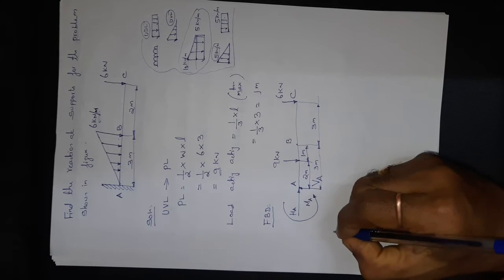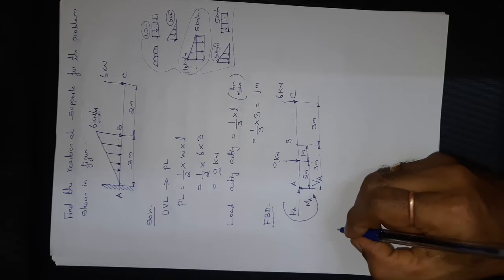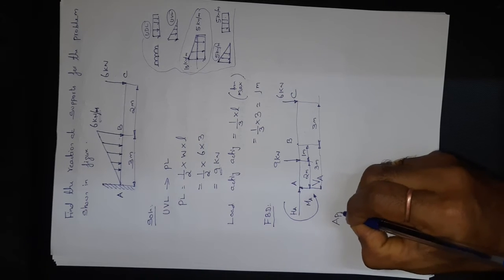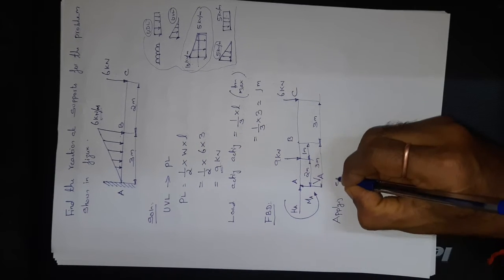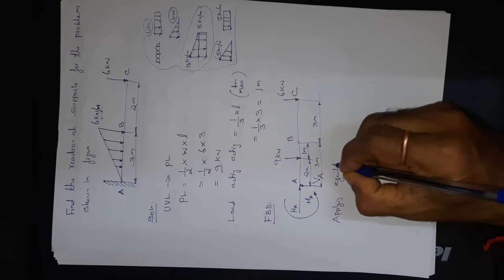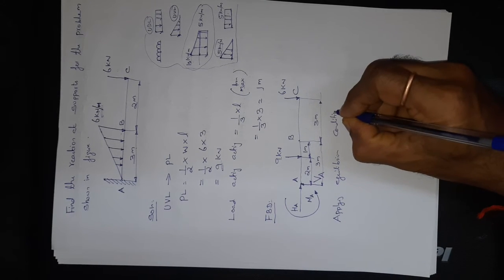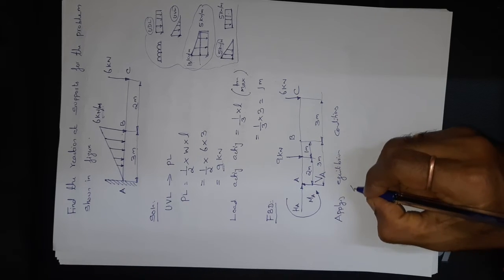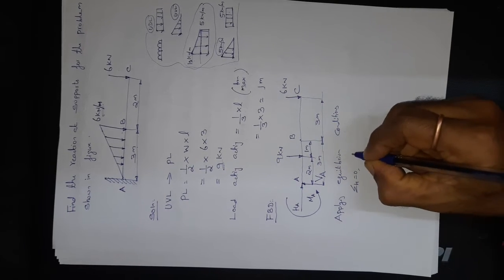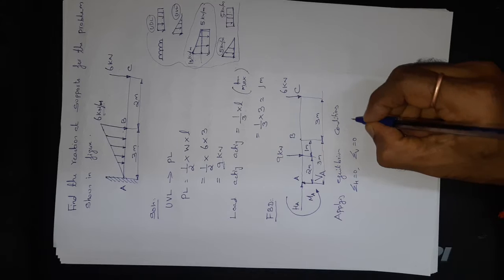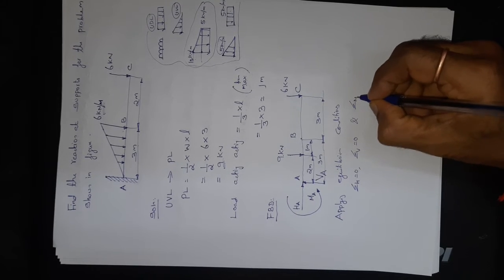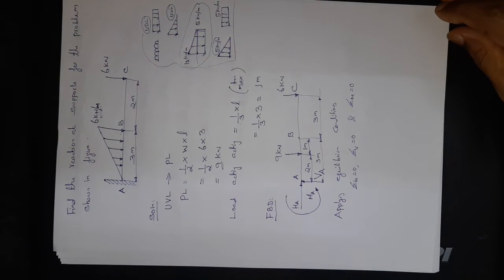So now I'm going to apply the equilibrium conditions. What are they? Summation H is equal to 0, summation V equal to 0, and sum of moment equal to 0.